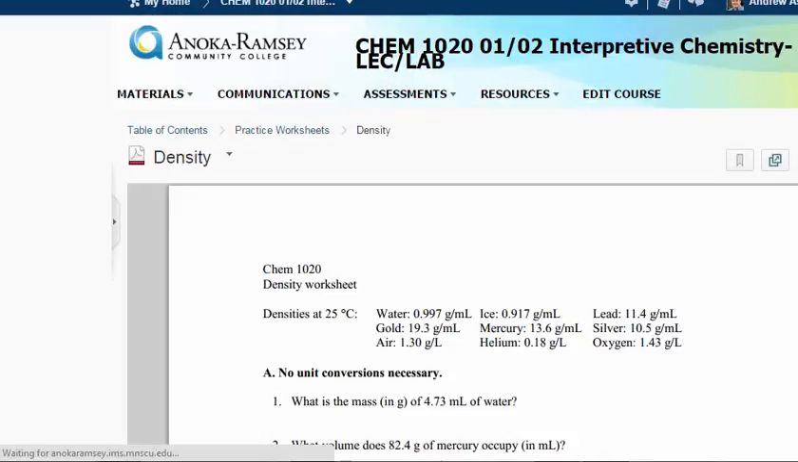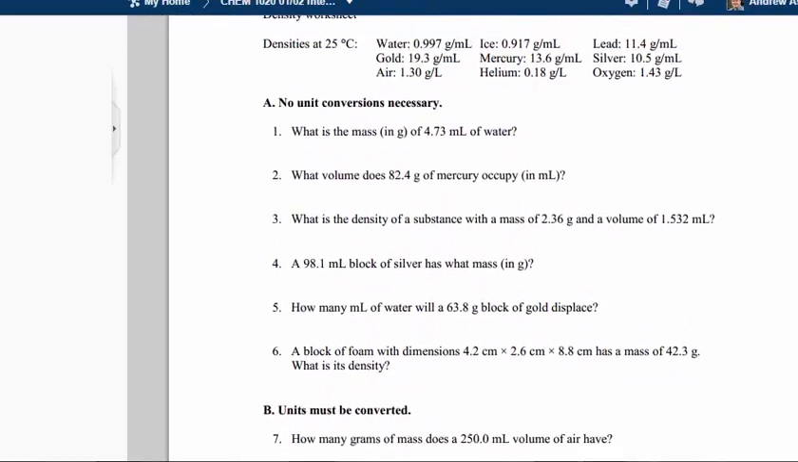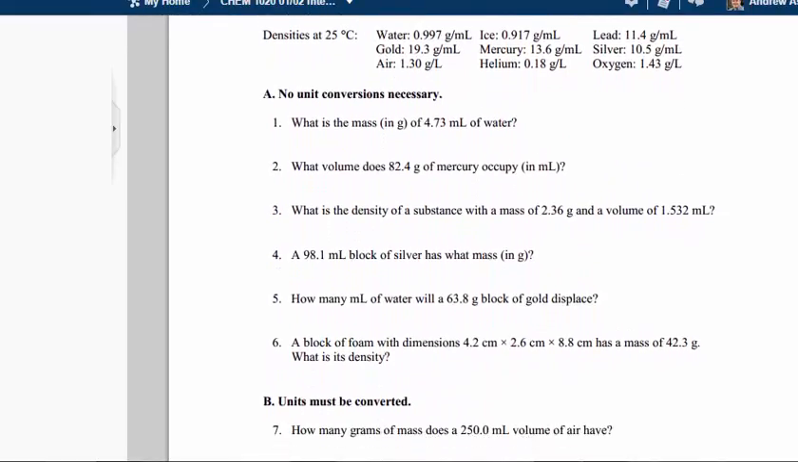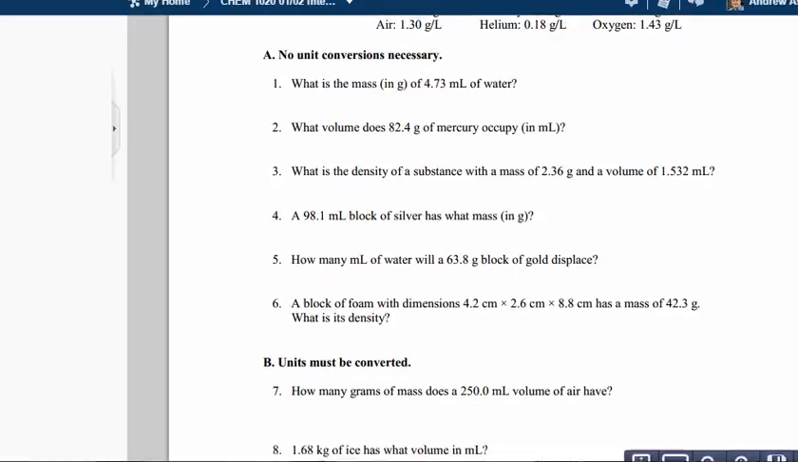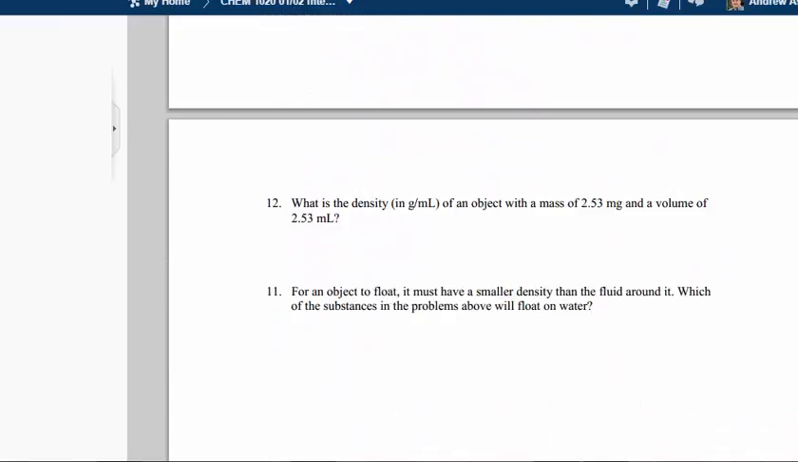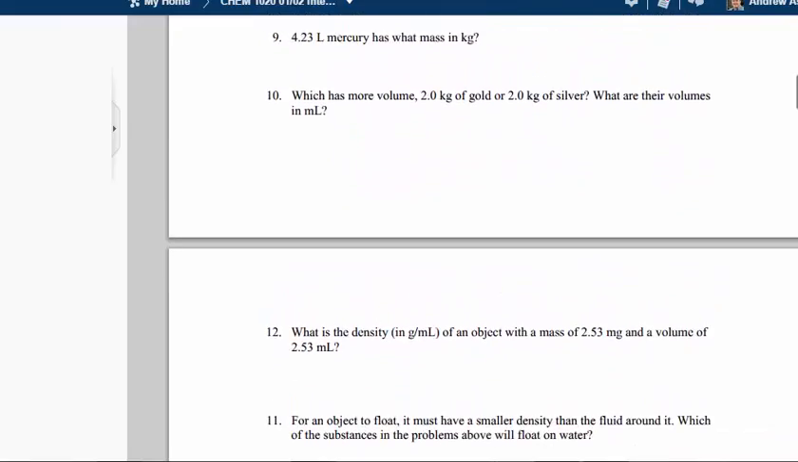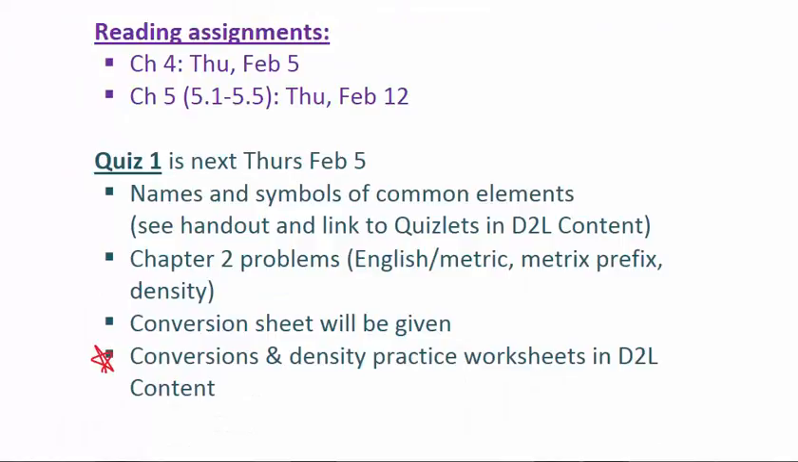Or these ones are density problems, right? Just to get you going, those are ones that don't need unit conversions, but the rest of them and most density problems that you'll encounter require you to convert some of the units as part of it, and we'll practice that a little more today. Okay? So print those practice worksheets out. And that'll be excellent practice for you to be doing as you're preparing for our first quiz coming up a week from today. Okay? So anybody have any questions?